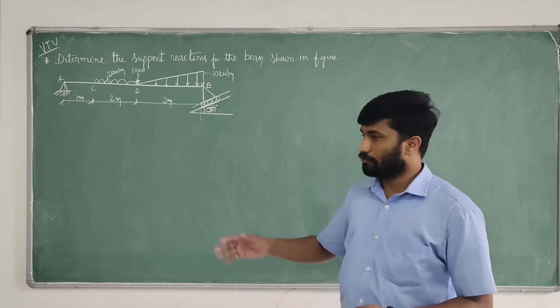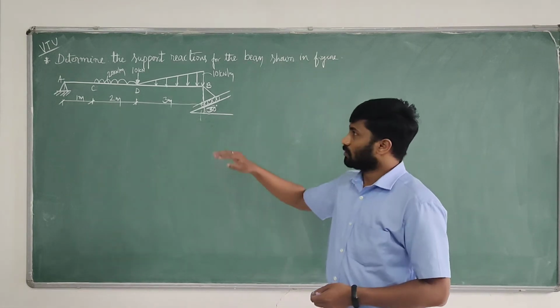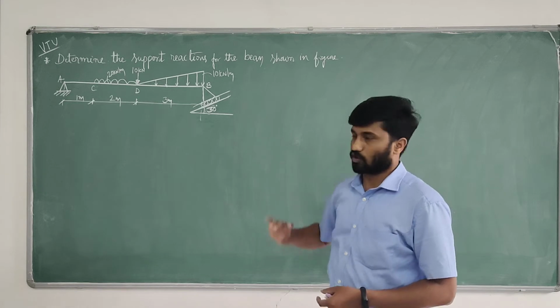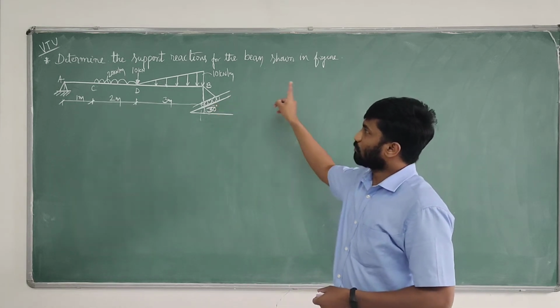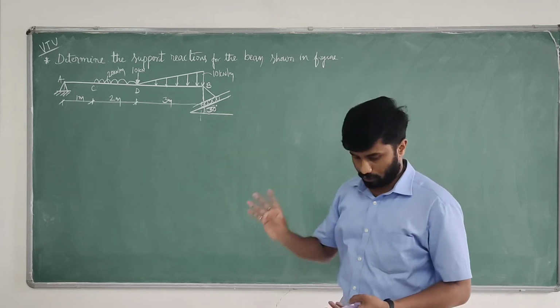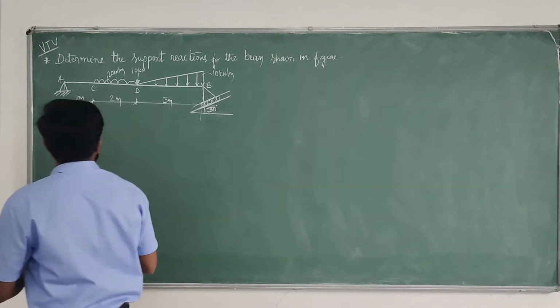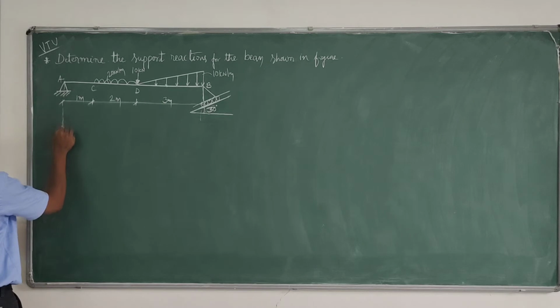Hello students, let me move on to the next problem. This is also a very important problem: inclined support. The roller support is an inclined support. Determine the support reactions for the beam shown in the figure. As usual, first we write the free body diagram.